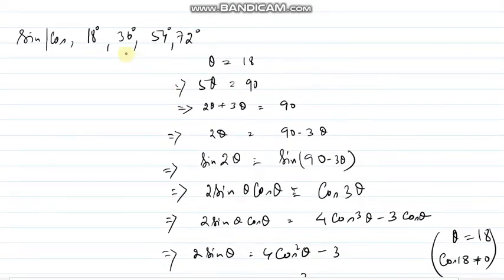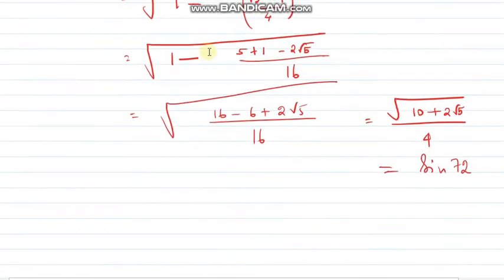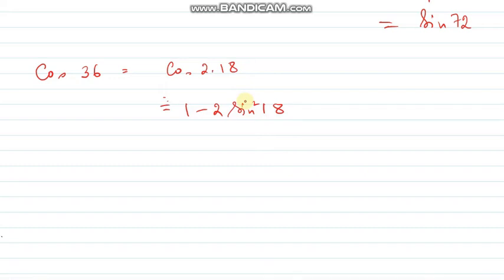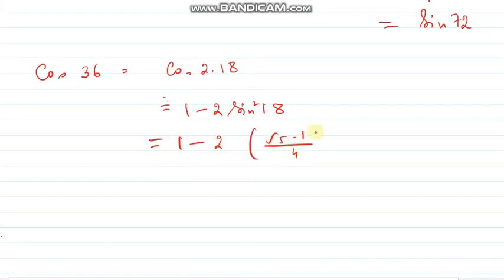Now we are left with 36 and 54, which are also complementary angles. So first we are going to find the value of cos 36. Cos 36 can we write as cos 2 into 18, and the cos 2 theta formula is 1 minus 2 sin square theta. Sin 18 we know as root 5 minus 1 divided by 4. So put the value over here. It will be 1 minus 2 times root 5 minus 1 divided by 4 whole square. So 1 minus 2 into 5 plus 1 minus 2 root 5 divided by 16.